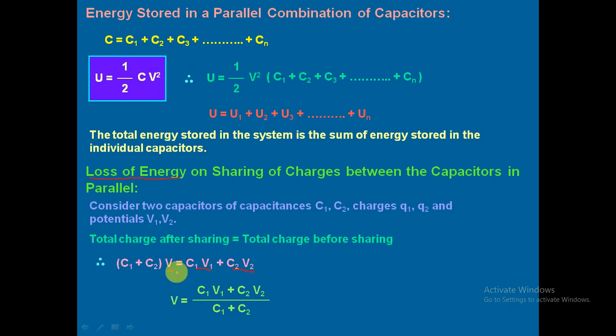Using this concept, we have calculated the common potential that both capacitors acquire when the charges are shared between them. This is the expression of the common potential: V equals C1 V1 plus C2 V2 over C1 plus C2.